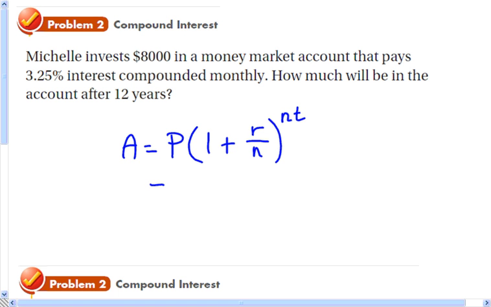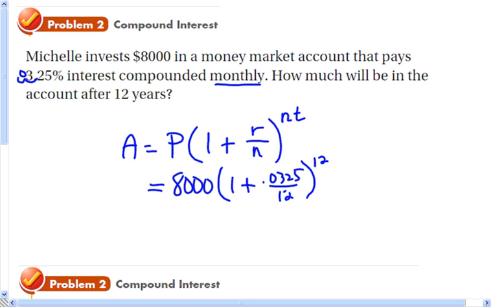So in this case, P is 8,000, the initial amount. 1 plus our rate, which is 3.25%. We're going to move that over 2 places to get the decimal, 0.0325. Divide that by 12, compounded monthly, so there are 12 compounding periods in a year. And for 1 year, we're going to do to the 12th power. But we want it for 12 years, so we have to do times 12 to get that answer.